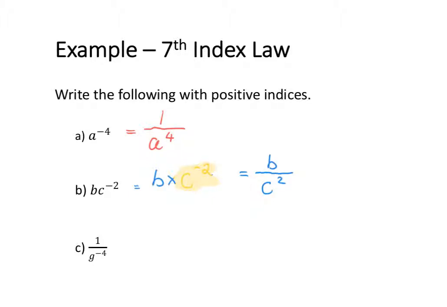In my last example, 1 divided by g to the power of negative 4. This time, my negative index is already in the denominator, so I move it up to the top and it becomes g to the power of 4. So by moving my negative indices, either from the numerator to the denominator or the denominator to the numerator, I can make my negative indices into a positive index.